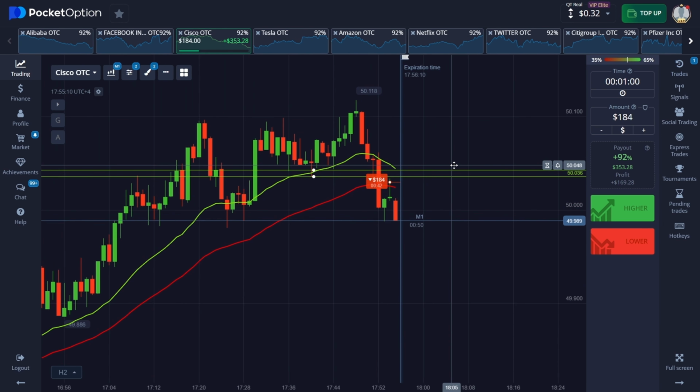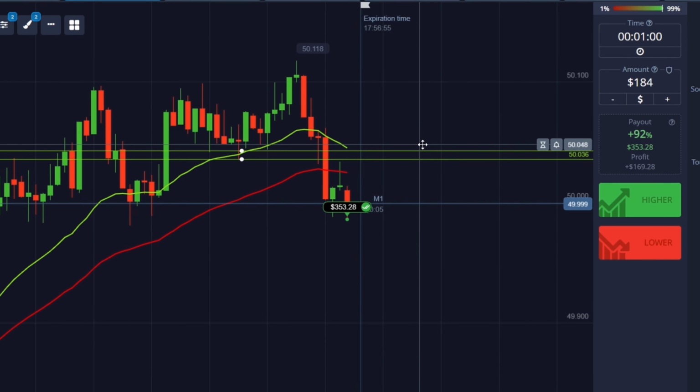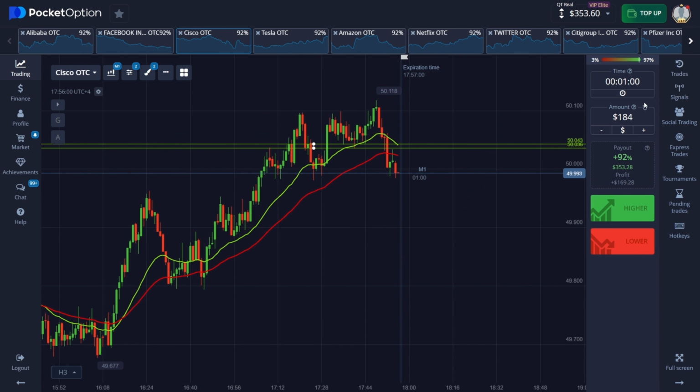Currently, the trade is in our favor. Just as I placed the trade, the candle began to reverse and move in our favor. With only a few seconds left, it looks like a win. Yes, it's a win. So, we won another trade. Now my balance is $353.